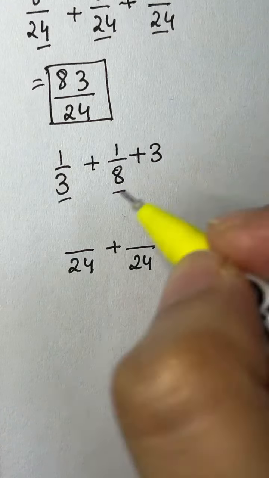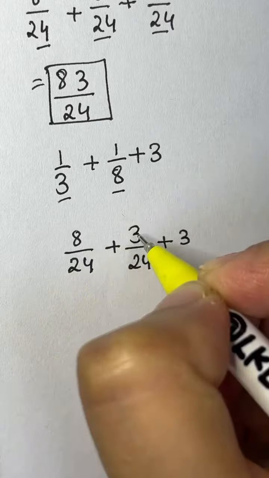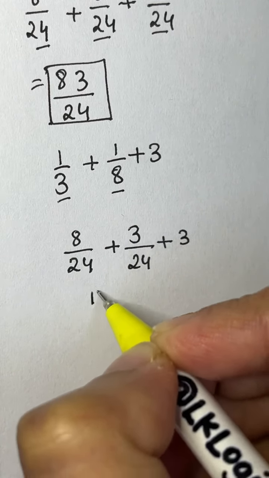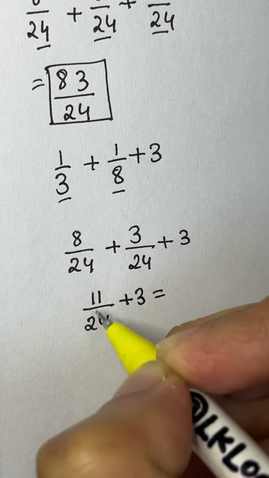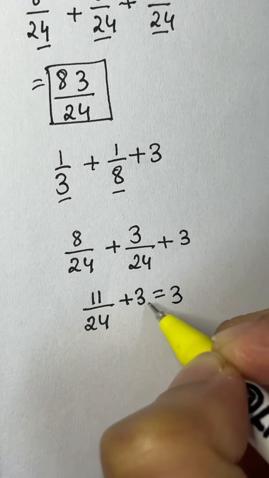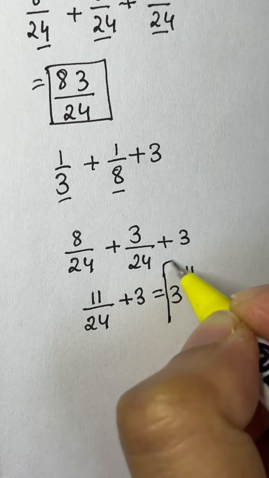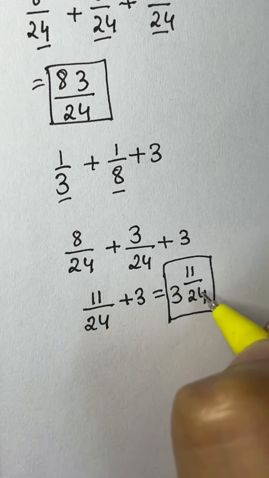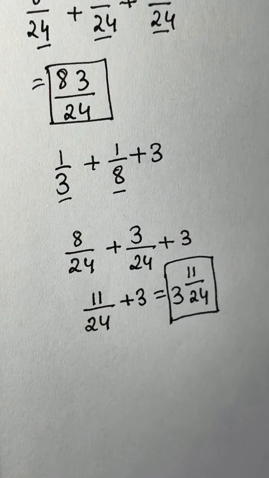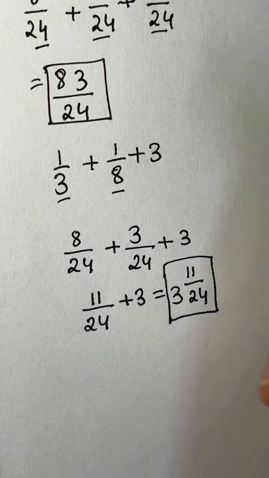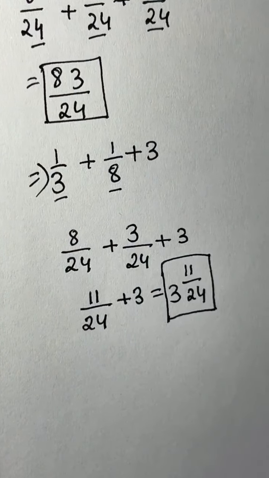Now here you have got 8, and here you have got 3. So what is 8 plus 3? That's 11, right? 11 over 24, and I have plus 3 here. So I got the answer as a mixed number, 3 and 11 over 24. That's it. You can convert a mixed number to an improper fraction, and you get the same answer. So either you can do it this way or the first way which I showed you.